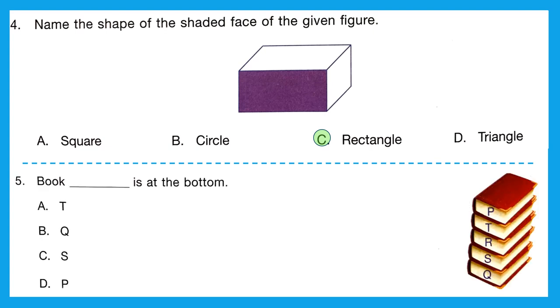Question 5. Book dash is at the bottom. What do you mean by bottom? Bottom is which is near to the base, at the lowest one. So the one which is there at the base is Q. So option B, that is book Q, is the correct option.